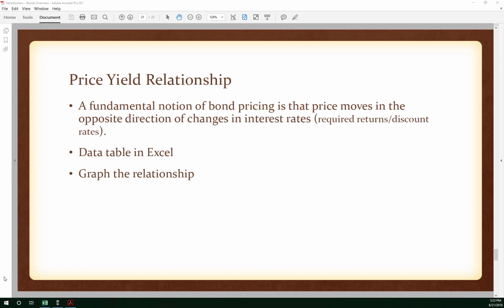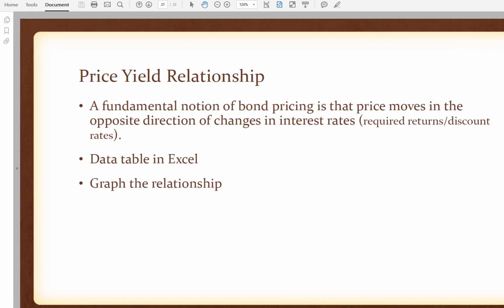So as interest rates go up, prices go down. As required rates of return go up, prices go down. Another way of saying that is as discount rates go up, the prices of bonds would go down. So let's just take a look at that real quick in Excel.